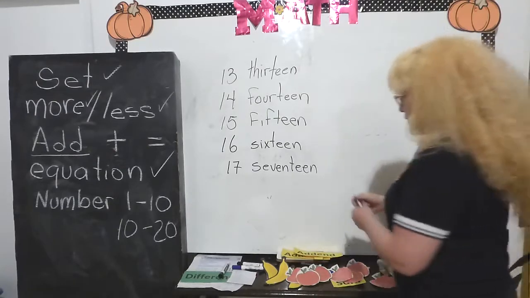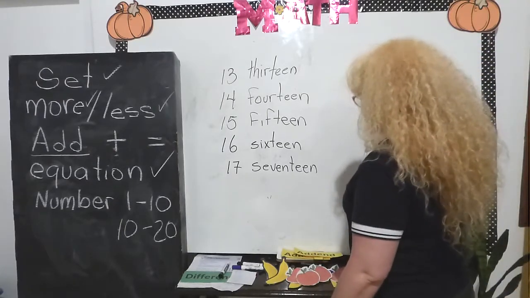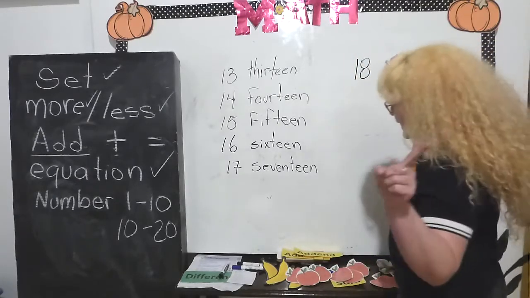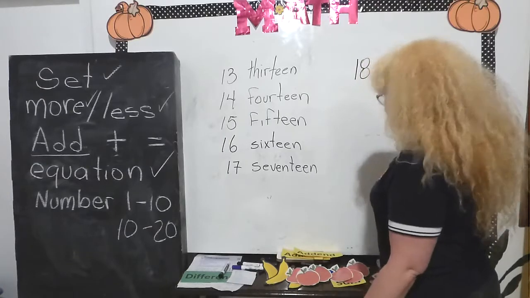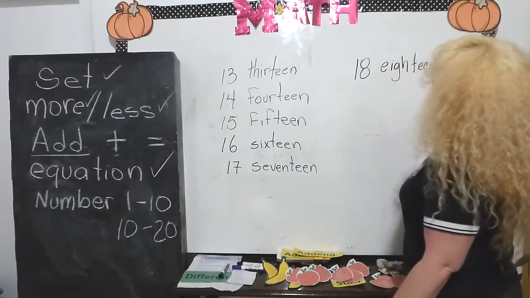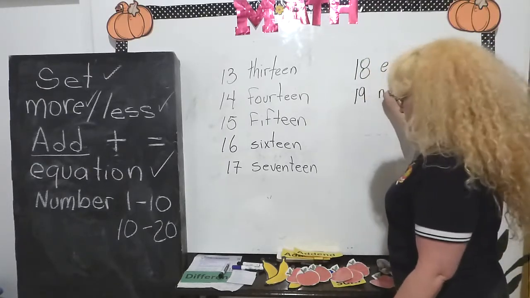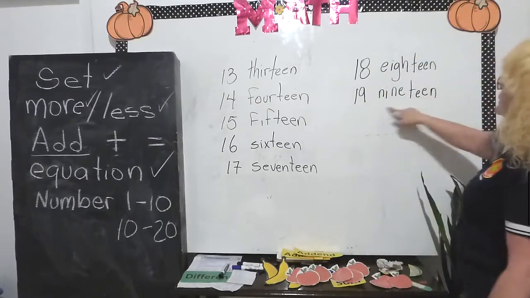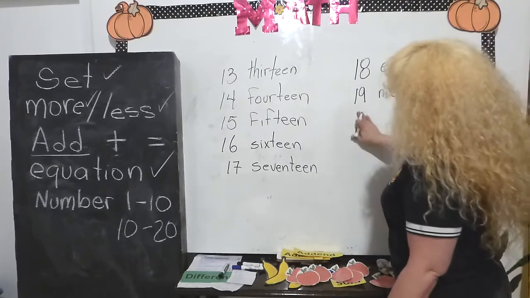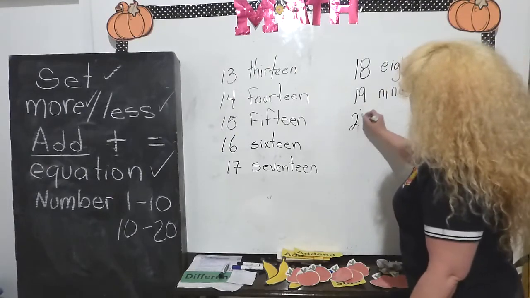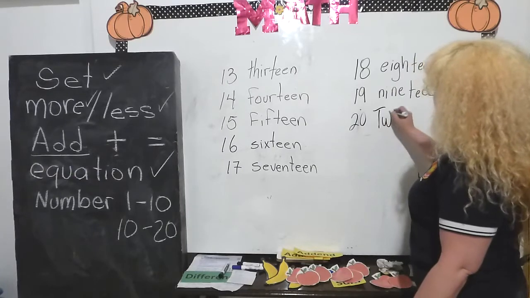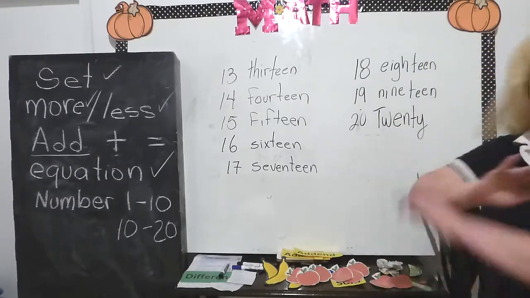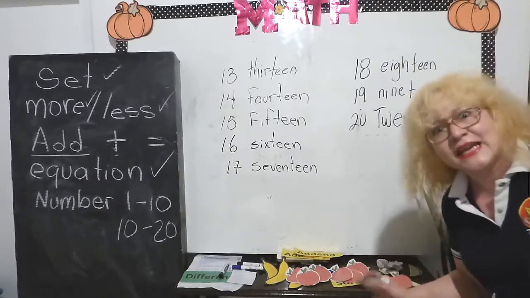I'm gonna write it again. I'm not gonna be lazy. 18, not 80, 18. 19 and 20. 20, and you're done with the numbers and the number writing.